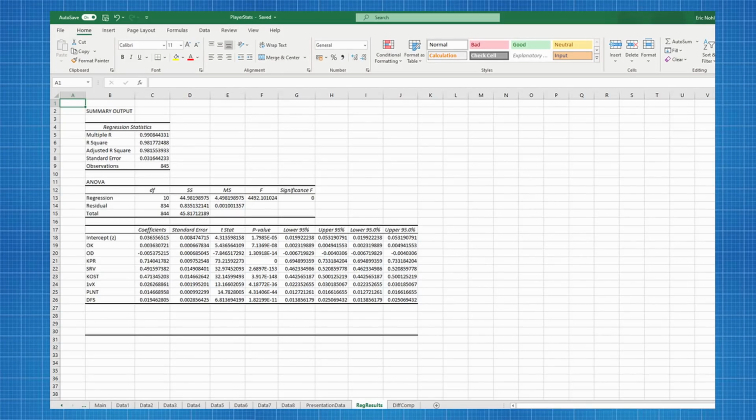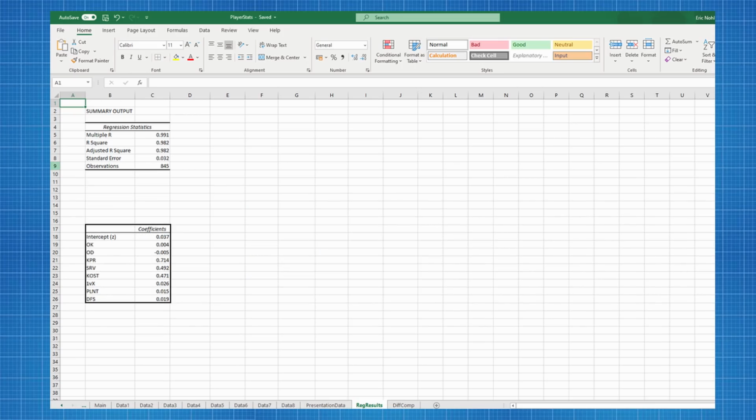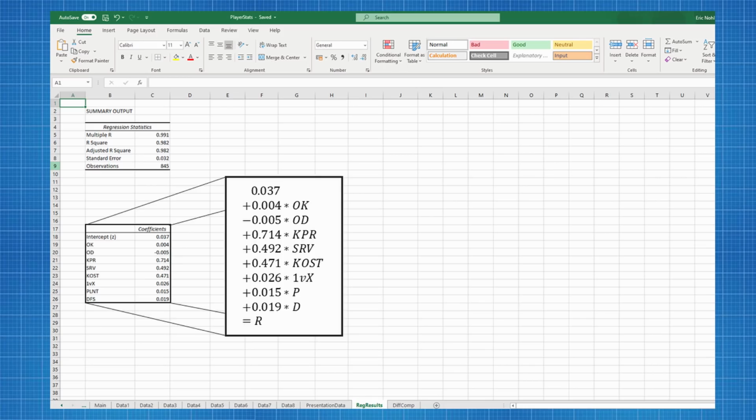Ta-da! Yeah, just kidding, of course. Let me remove all the irrelevant stuff. So this is it right here. These coefficients correspond to our A, B, C, and so on. And now we can finally solve the original question that I had.